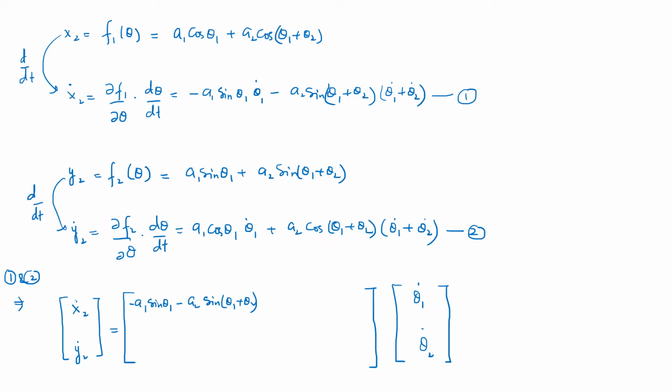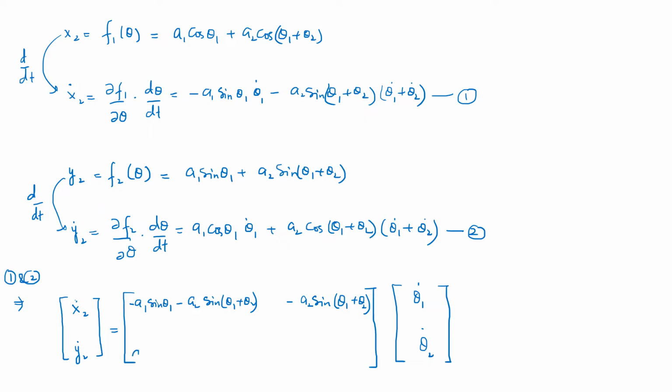And then for the theta 2 expression, it is going to be equal to minus a2 sine of theta 1 plus theta 2. So what I've done is use these two expressions, 1 and 2, and separate the theta 1 dot and theta 2 dot terms from there. And similarly, for the second row, I can write that one down.